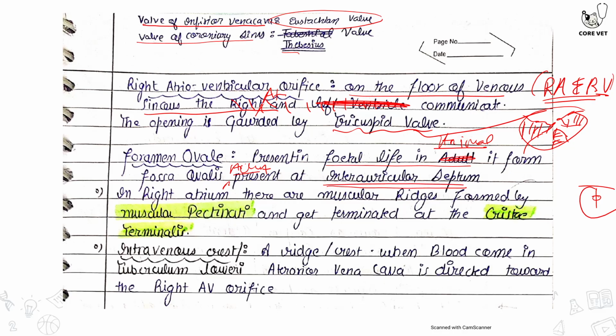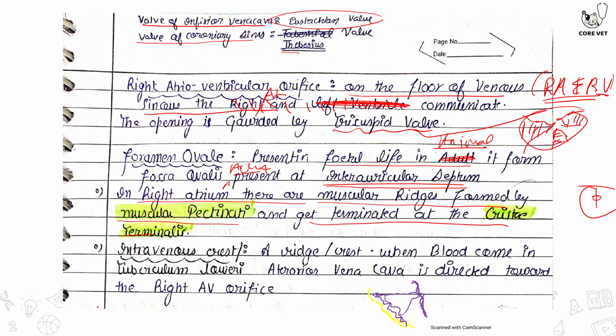Now, in the right atrium, there are muscular ridges formed by the musculi pectinati which terminate at the crista terminalis. This is the surface of the atria. There are ridges in the atria which end at the crista terminalis, a slight depression or ridge-like structure present in the atria. So at the crista terminalis, all the musculi pectinati end.